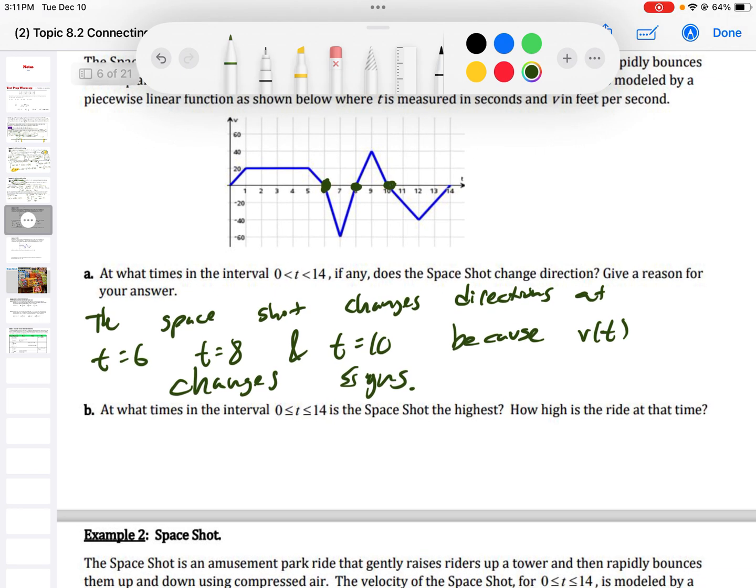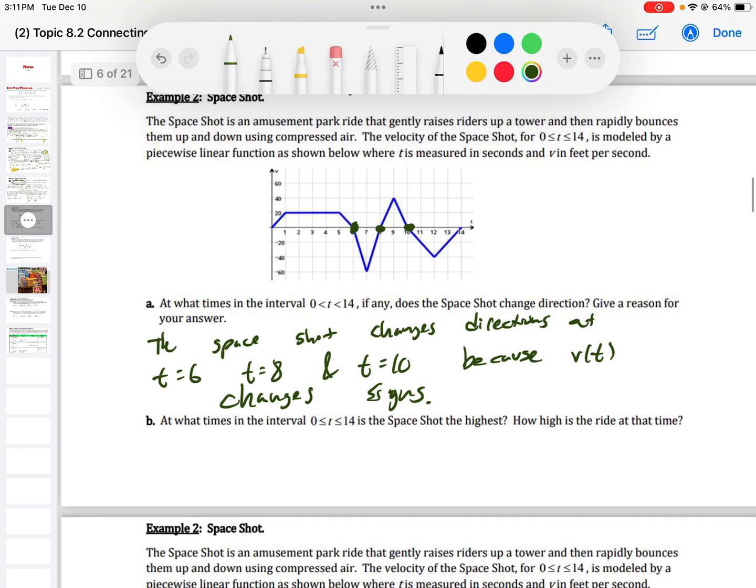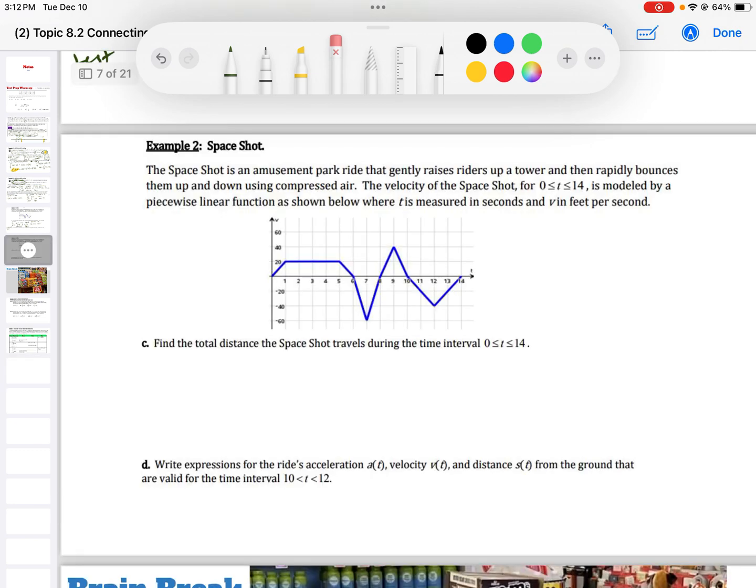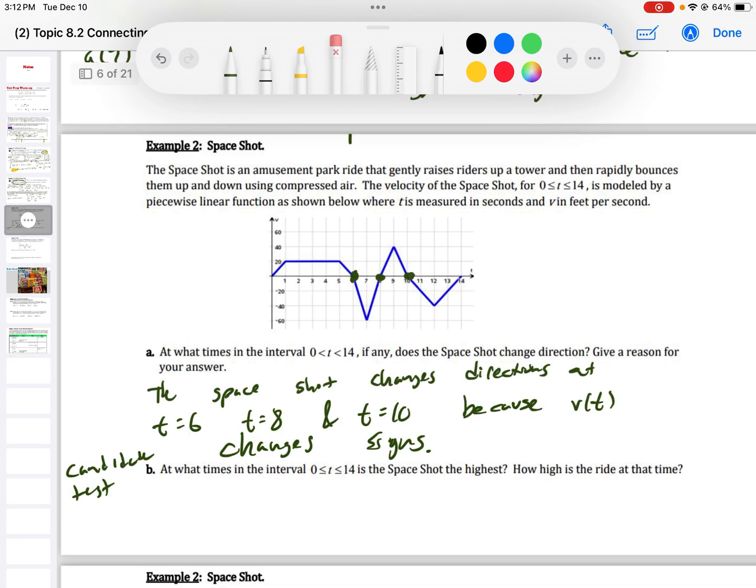Period. That was done. At what times in the interval, including 0 and 14 now, is the Space Shot the highest? And how high is the ride at that time? So if it says the highest or the lowest, that is an absolute maximum or an absolute minimum question, which tells you this is a candidate test kind of question. And I realize I didn't give you enough room to write this down. So I'm wondering if we could kind of go back and forth to this page to write it out.